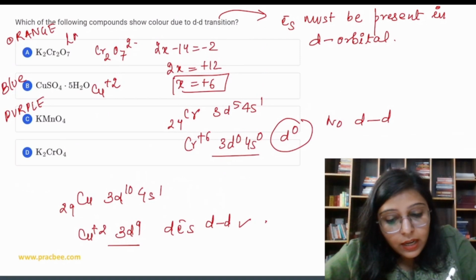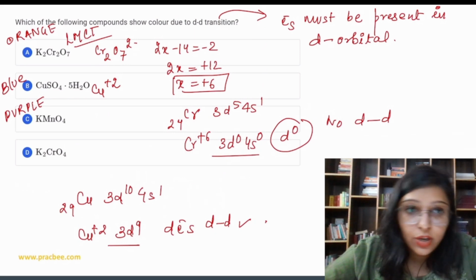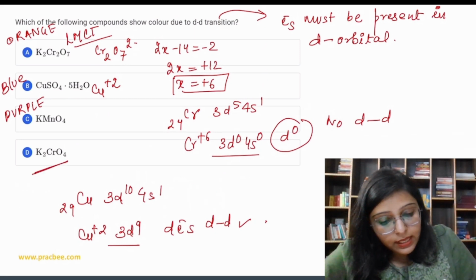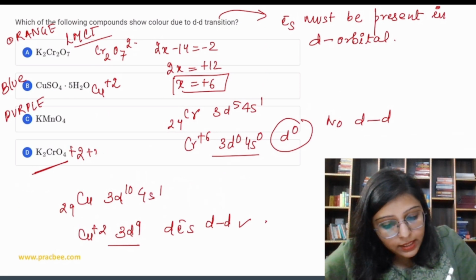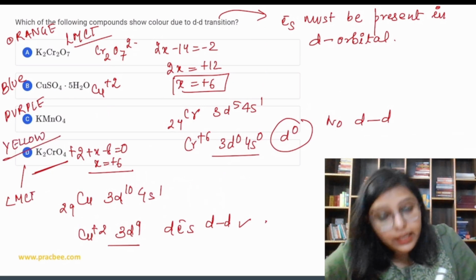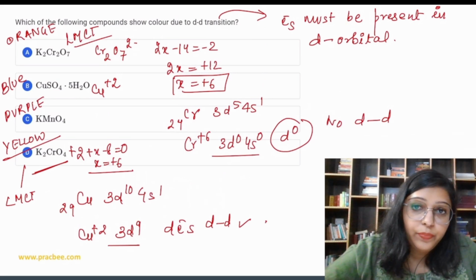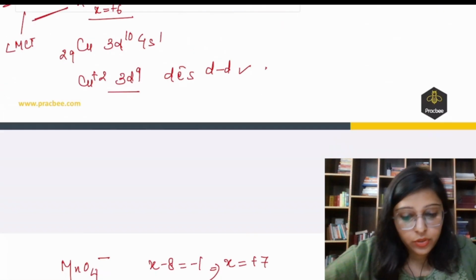Same, K2Cr2O7 is colored due to LMCT, ligand to metal charge transfer. Here 2 plus x minus 8 is equal to 0, so x is plus 6. So again, the yellow color is due to ligand to metal charge transfer. That's it, so option B is going to be the answer. Now let's do the next question.